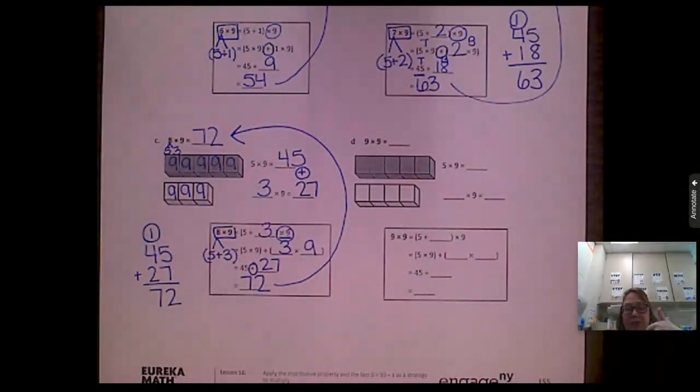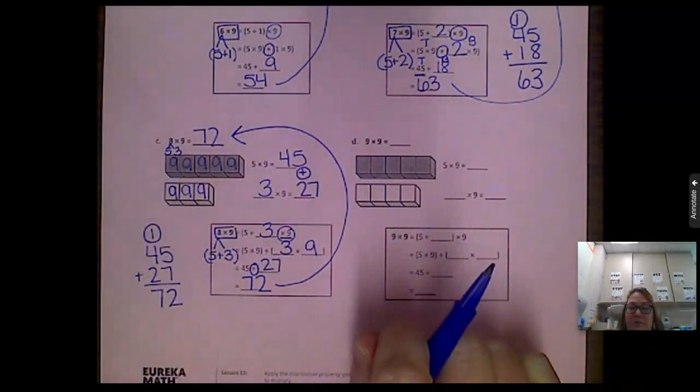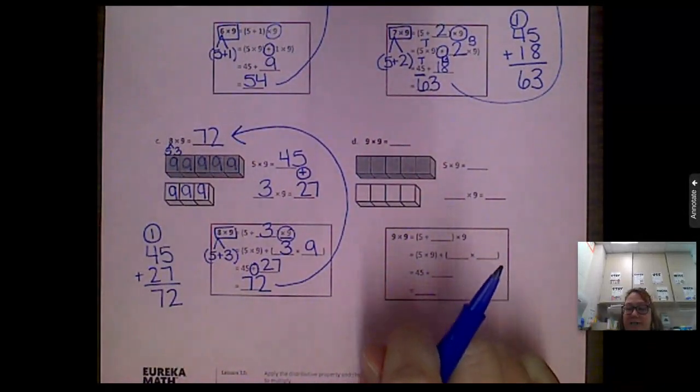Give me a thumbs up if you're working on that one on your own and you got it correct. Good, and I'm hoping that it's becoming easier and easier for us. So if you weren't trying on your own, I want everyone to pause right now and try D on your own, okay, if you don't already have it done. And then we'll come back together, okay? So I want everyone to give D a go.